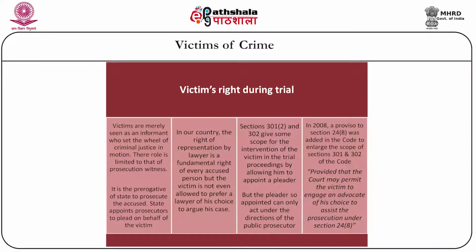Section 301, 2 and 302 give some scope for the intervention of the victim in the trial proceeding by allowing him to appear or appoint a pleader. But the pleader so appointed can only act under the directions of the public prosecutor. In 2008, a significant development is seen when a proviso to section 24 subclause 8 was added in the Code of Criminal Procedure to enlarge the scope of section 301 and 302 of the code.